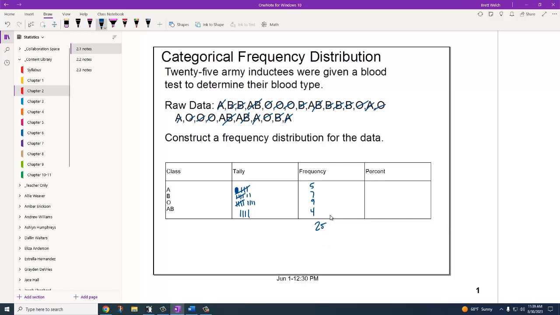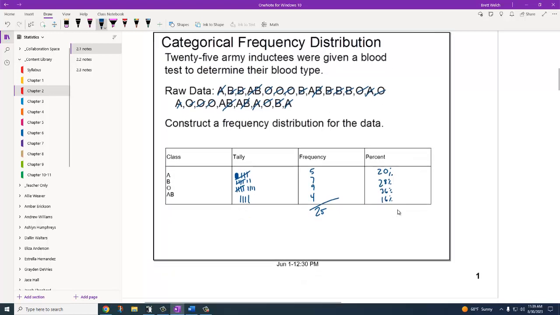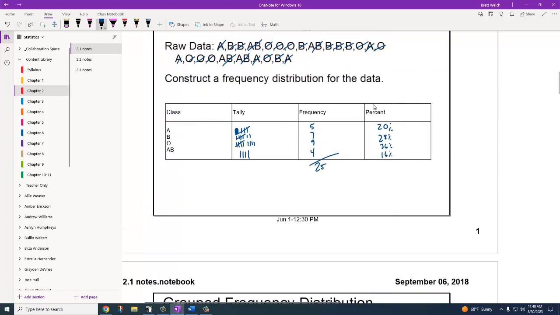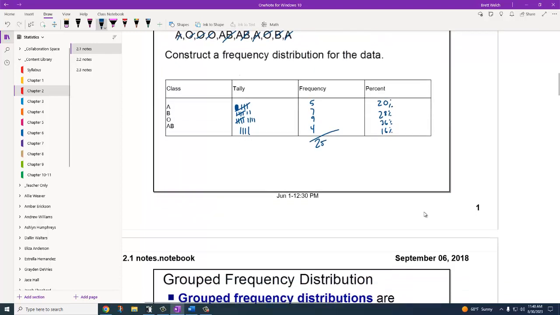And then it's always a good idea when we're talking about representation like this to go ahead and give a percentage. What percent of the time did each of these come up? Now it's out of 25, and so we turn each of these into a percent. Divided by 25, 5 is going to end up as 20%, 28%, 36%, and 16%. Telling me, oh, hey, most of the people in this military branch or this inductee class is a type O blood, and so I need to think about that as the type of blood that I might have on storage in case of an injury. So this is what a frequency distribution looks like. It gives me the ability to sort through and look at the data in a big picture sense.